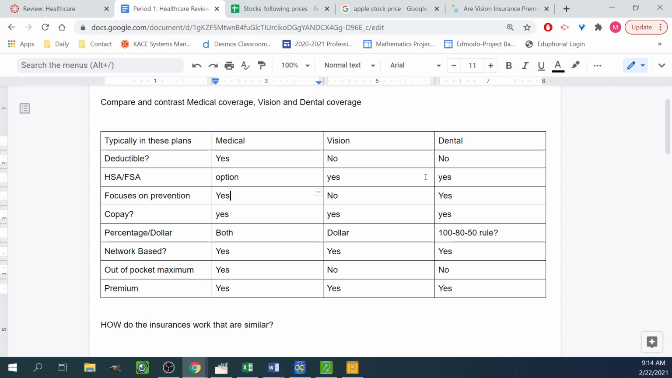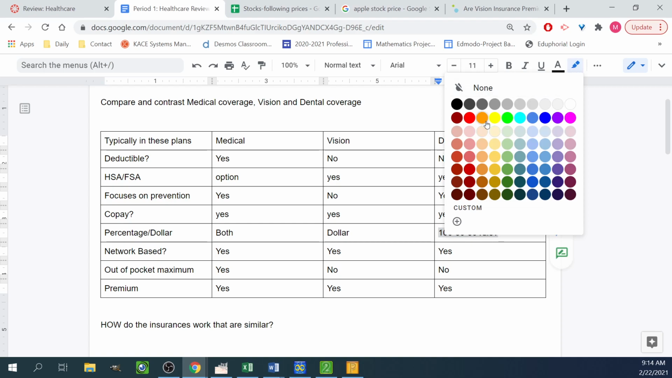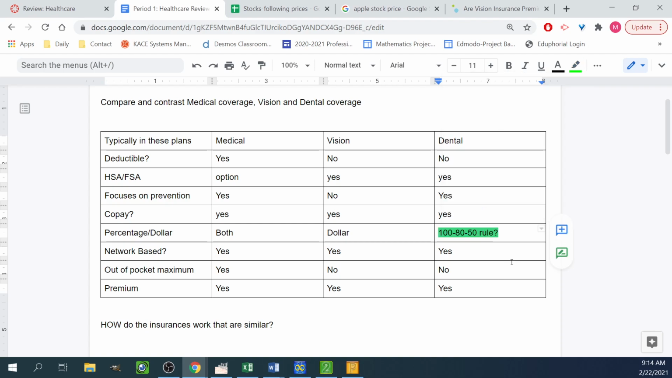Dental focuses on once a year or twice a year cleanings and screenings, but pretty much anything else that happens is out of your wallet. Okay, this one you guys need to read up on. This was literally a question on an assignment. Please find out what that means and if it's a percentage or a dollar amount. I want to know.